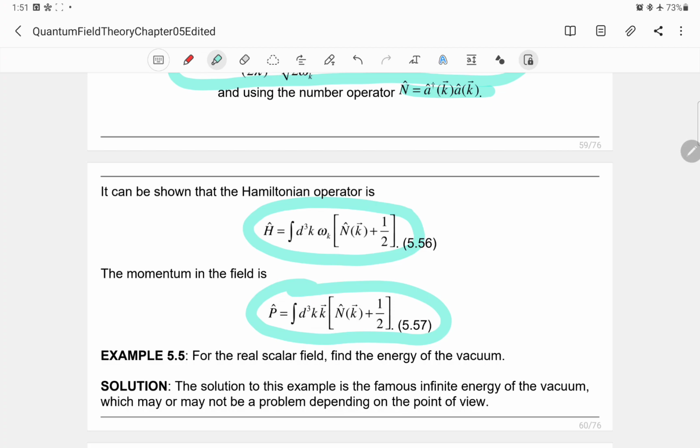For the real scalar field, find the energy of the vacuum here. The solution to this example is the famous infinite energy of the vacuum, which may or may not be a problem depending on the point of view.